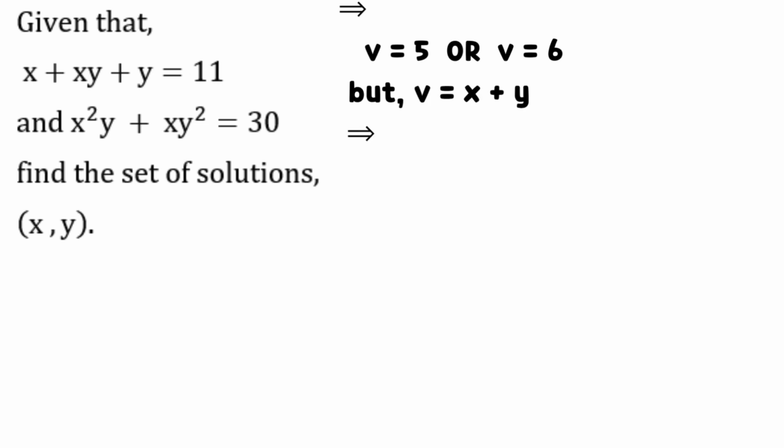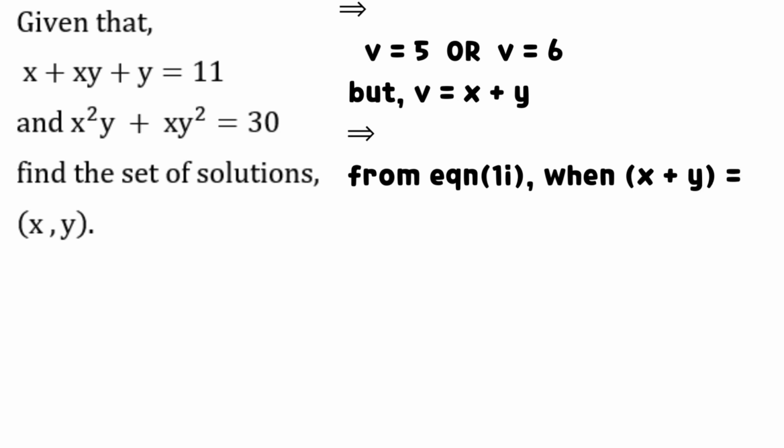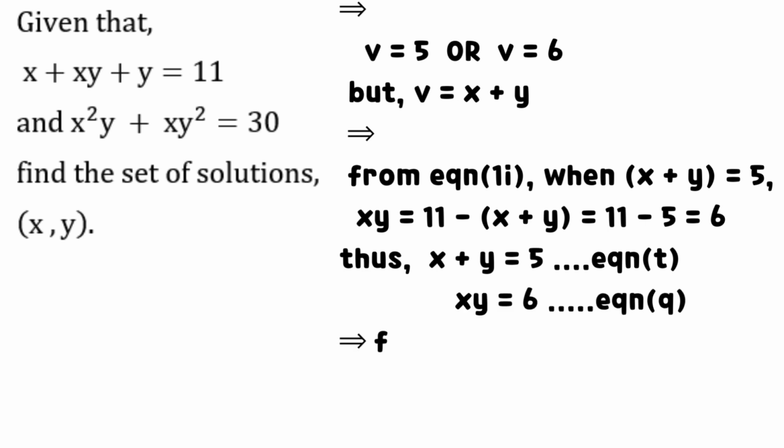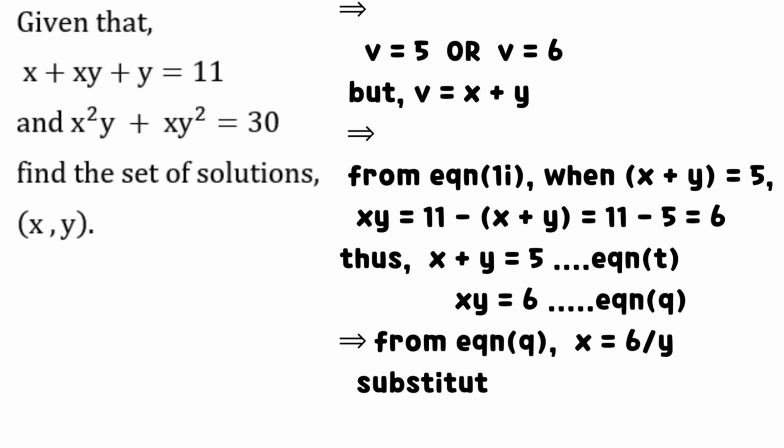The sum of 6 divided by y and y equals 5. It implies that the sum of 6 and the square of y equals 5 times y. Rearrange terms and we obtain the equation shown on the screen. Factorize it and we have that the product of y minus 2 and y minus 3 equals 0. Thus, y equals 2 or 3.